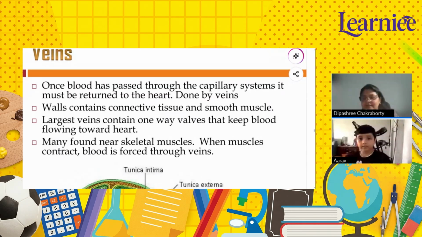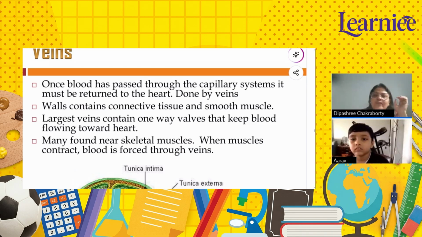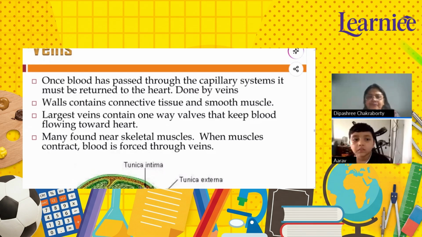Now veins. What we know about veins: they carry deoxygenated blood, right? Yes, that we know already. So over to you. First you read. Once blood has passed through the capillary system, it must be returned to the heart, done by veins. Walls contain connective tissue and smooth muscle. Largest veins contain one-way valves that keep blood flowing towards the heart. Many are found near skeletal muscles. When muscles contract, blood is forced through veins.